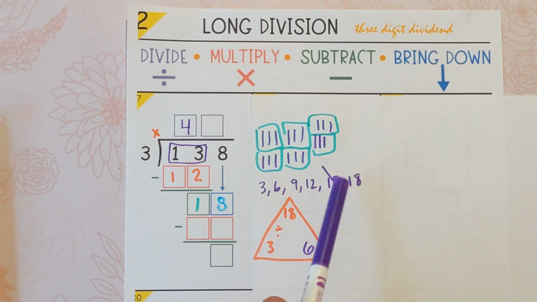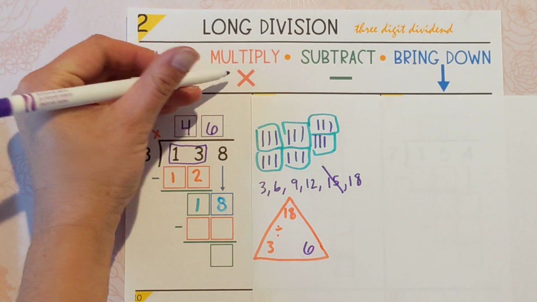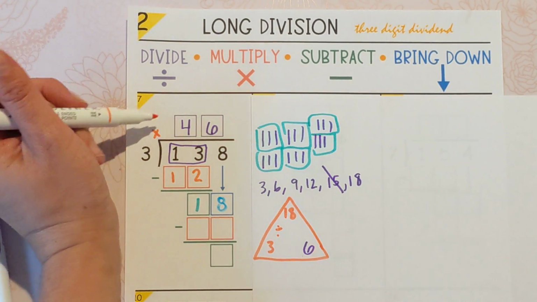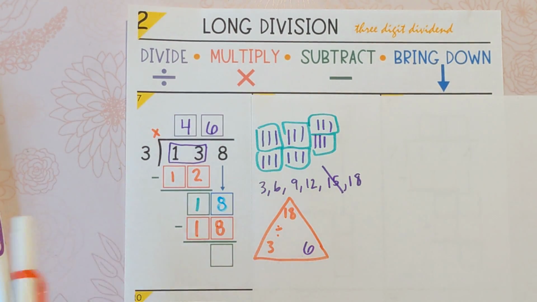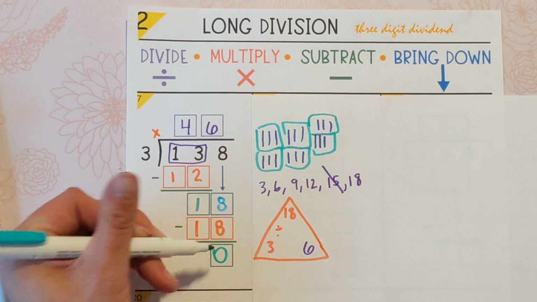1, 2, 3, 4, 5, 6. So 18 divided by 3 is 6. Put the 6 up here. Next step is to multiply the last thing you touched with that 3. 6 times 3 is 18. And then we just subtract one more time to see if there was anything left over. 18 minus 18 is 0.